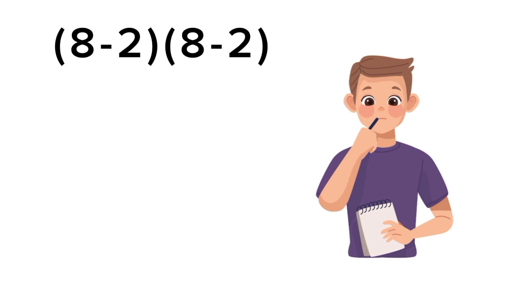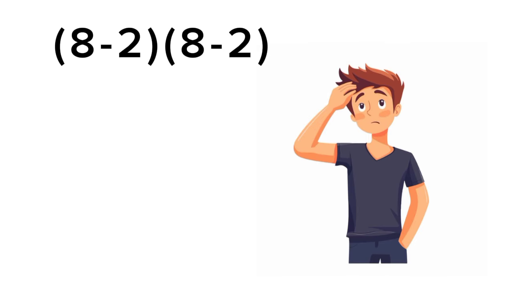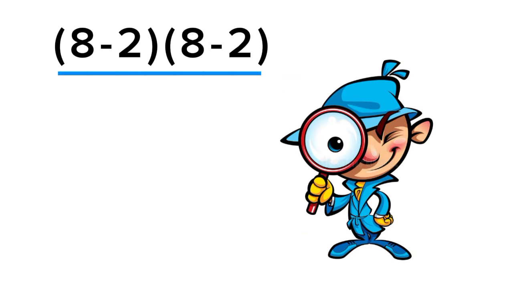In today's lesson, we're going to solve a simple-looking expression, but one that often confuses people if they don't follow the right order of operations. The problem is 8 minus 2 times 8 minus 2. At first glance, this looks pretty easy, right? You might be tempted to go straight from left to right.